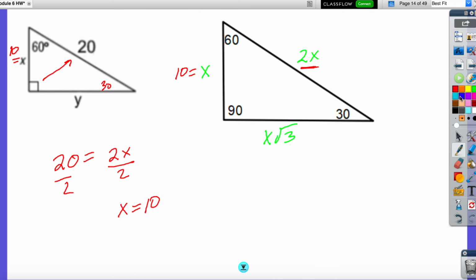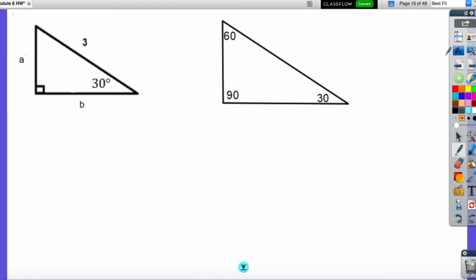Now the last and final one I need is y. Now y corresponds with the side that is across from 60, which is x times radical 3. Well, I already know what x equals. X equals 10, so that means across from 60 is 10 radical 3. So that y right here is 10 radical 3. All right, let's go and look at the next one.